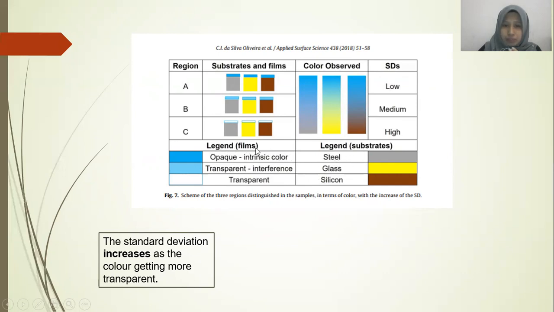So we could see in these films, as the films become transparent, the standard deviation will increase. So the transparency of the films depends on the standard deviation. If the standard deviation increases, the films are getting more transparent.